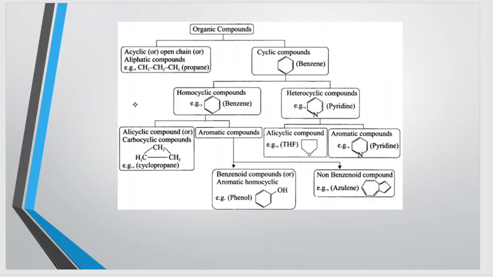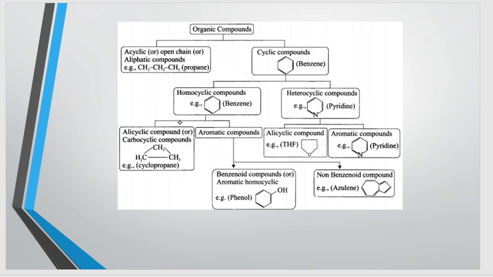So, if we consider the classification of organic compounds, they are of two types: acyclic or open chain or aliphatic compounds, and the other type is cyclic compounds. Okay, in the cyclic compounds, there are two types: homocyclic and heterocyclic. Homocyclic means all are carbon atoms. Heterocyclic means heteroatoms must be there. Here pyridine is the example.